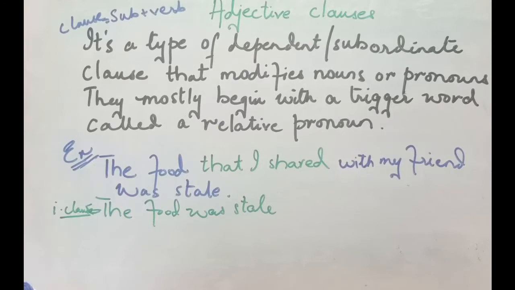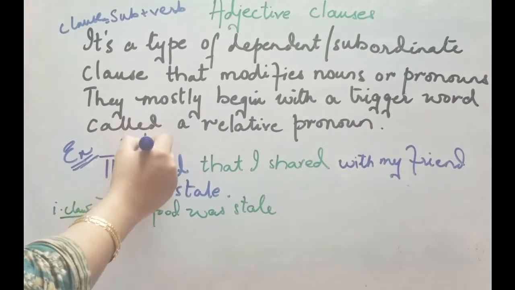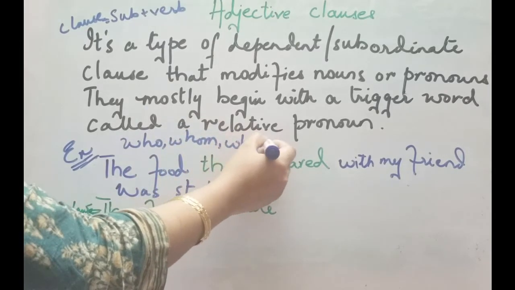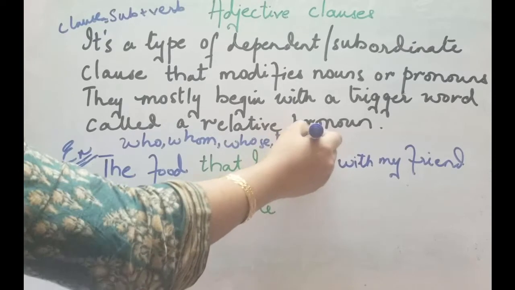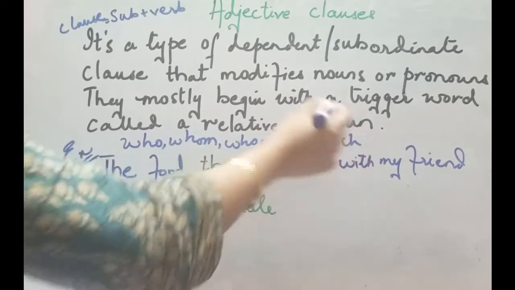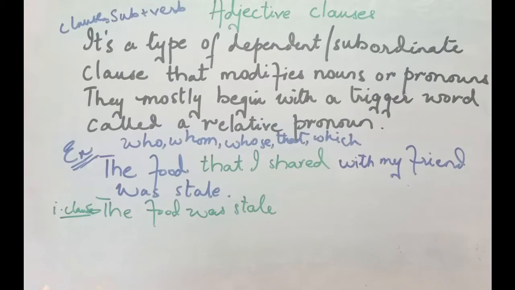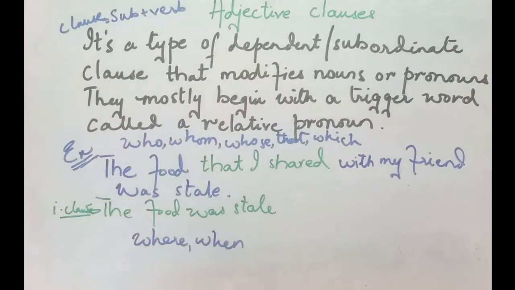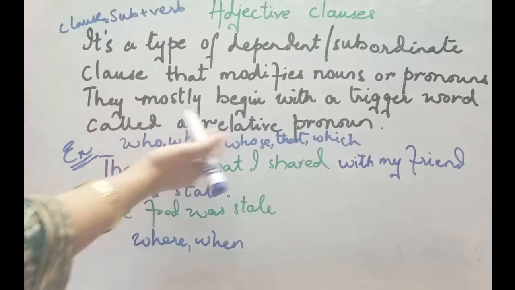Now see, relative pronouns are very common. There are usually 5 of them in our English grammar: who, whom, whose, that, and which. They are our relative pronouns used in English grammar. They are the most common ones, and also you will find where and when. Those are subordinating conjunctions, where and when. So these are exceptional cases. You will find where and when, but these are the most common ones in our English grammar. The 5, they are known as relative pronouns.